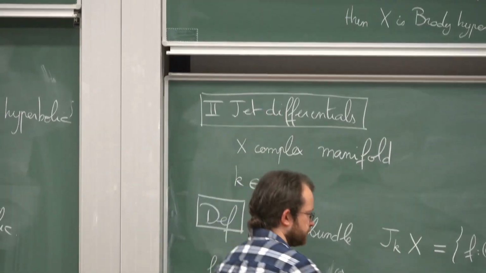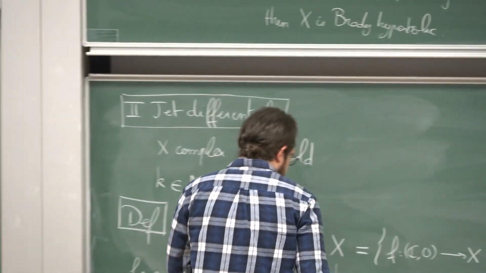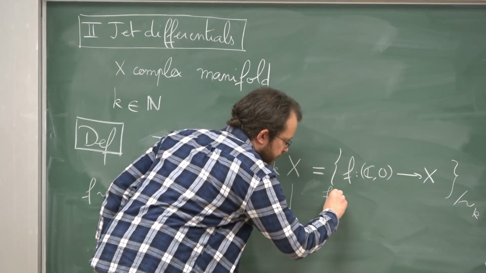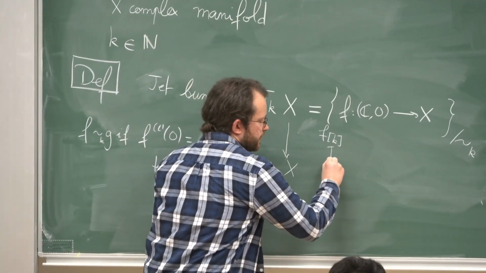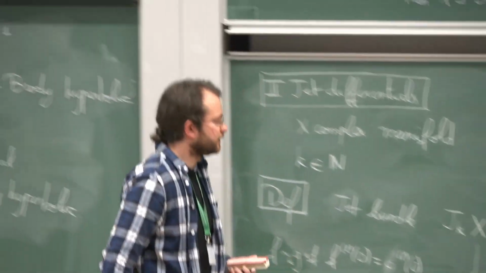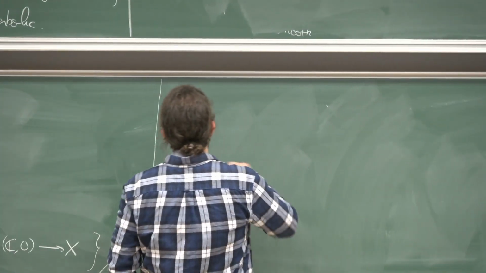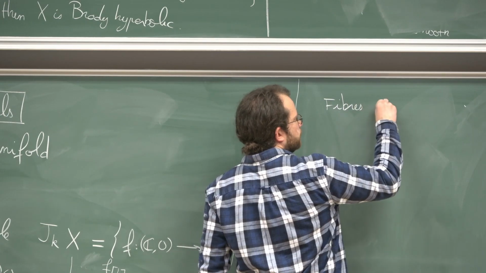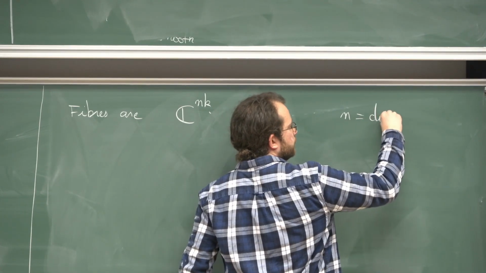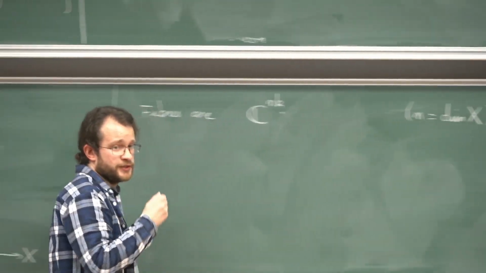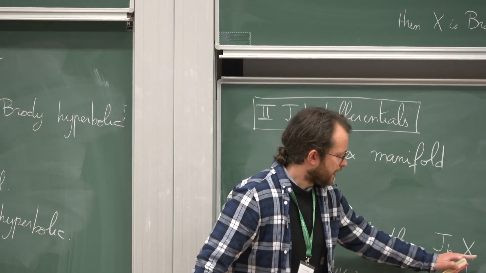Okay, and so of course you have a projection to X from this space that takes a germ, or Taylor development, that I will usually write that way, and sends it to its value at 0. And so, if you consider this jet bundle, then you see easily that the fibers are C to the power nk, where n is the dimension of X. But I insist on the fact that it is not a vector bundle, since the transition, the change of coordinates, are not C-linear.